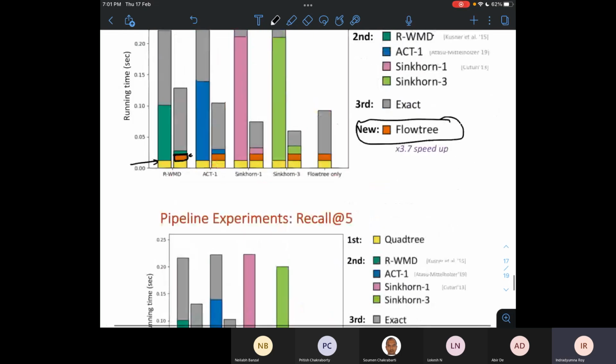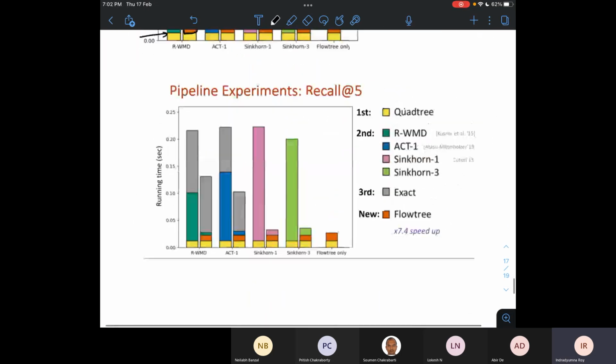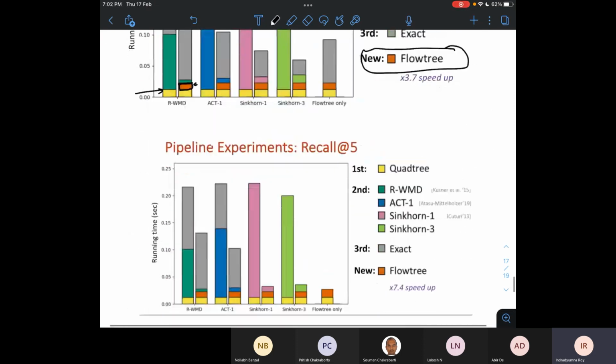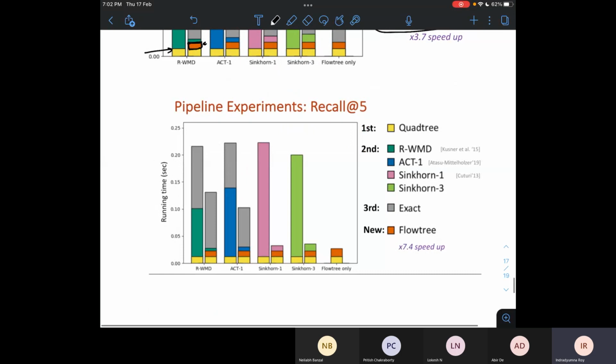Yeah, so this is their observation. They got 3.x7 speed up on one of the data sets for recall 1 and recall 5. In fact, another observation is that the Sinkhorn algorithm is accurate enough that you don't have to do exact computation at the end of it. The Sinkhorn is able to identify the true nearest neighbors by itself. But even in those cases, just adding the FlowTree reduces the time a lot, and they get a 7x speed up.